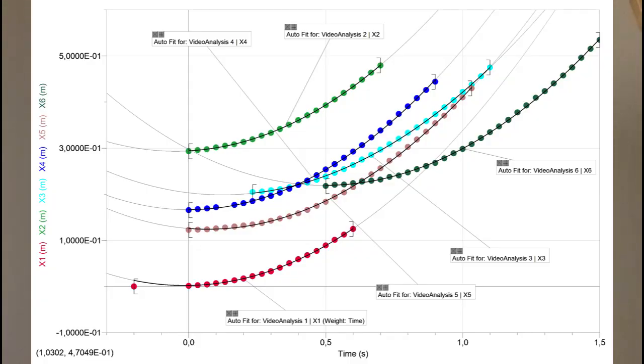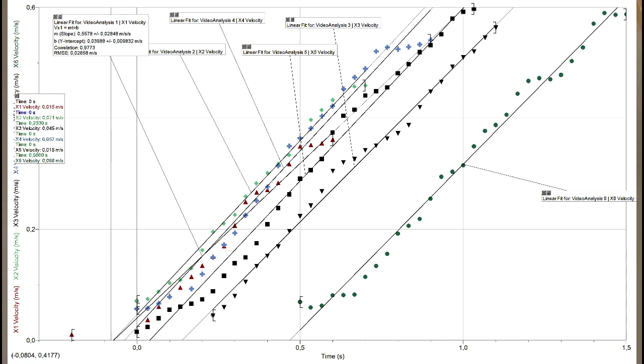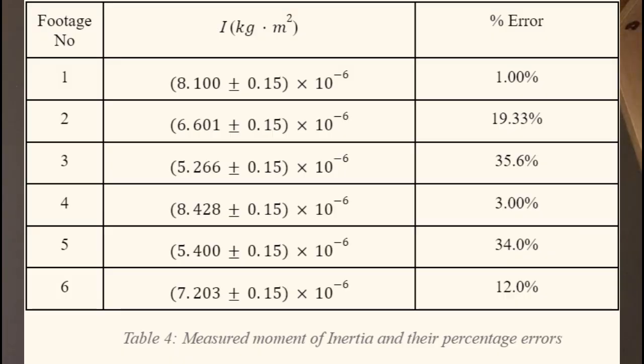Here is the graph of change in position versus time and the graph of change in velocity versus time of each of the 6 takes. As you can see, the best fit lines in the velocity time graph are almost parallel, which is expected because each time the force applied to the sphere is constant, so the accelerations are also the same. My measurements of the moment of inertia and also their margin of errors from the theoretical value are as follows.